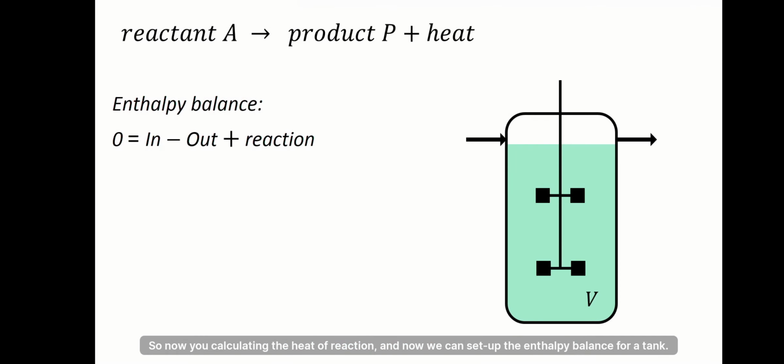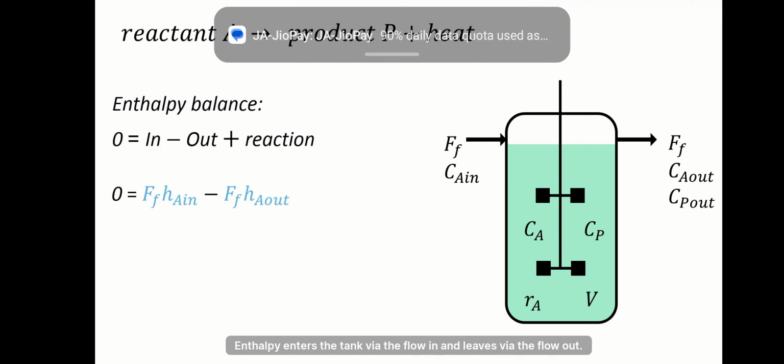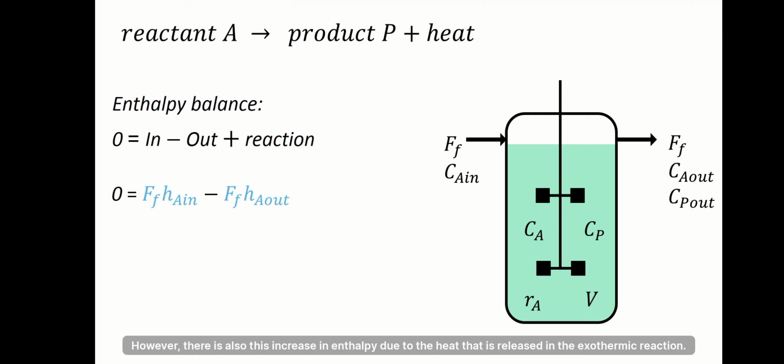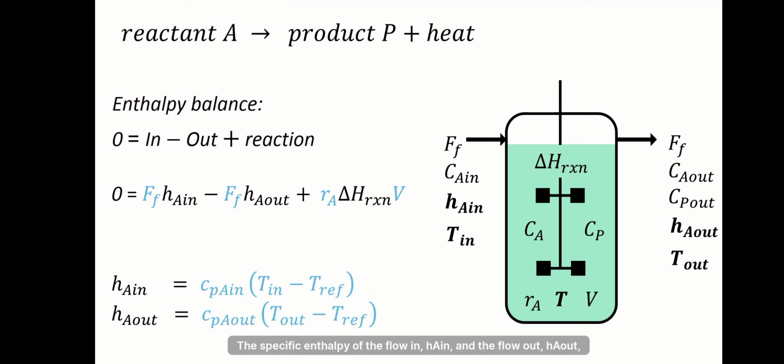So now you calculated the heat of reaction, and now we can set up the enthalpy balance for a tank. This tells that there is a change of enthalpy in the tank. Enthalpy enters the tank via the flow in and leaves via the flow out. However, there is also this increase in enthalpy due to the heat that is released in the exothermic reaction. So the content of the tank will get hot. The specific enthalpy of the flow in, H in, and the flow out, H out, can be calculated from the specific heat capacity of the flows and the temperature difference between the temperature of the incoming stream and a reference temperature.